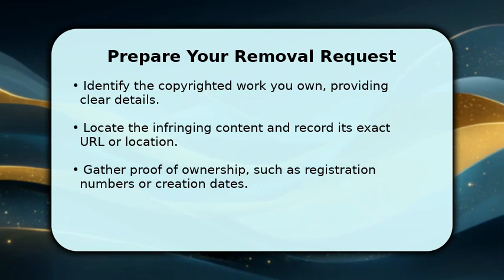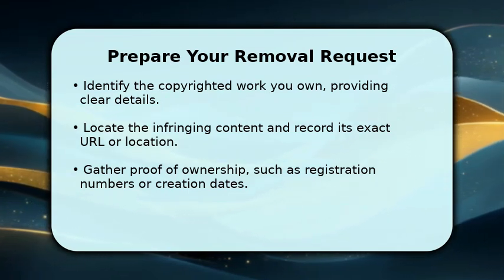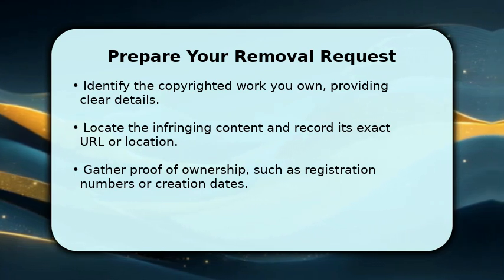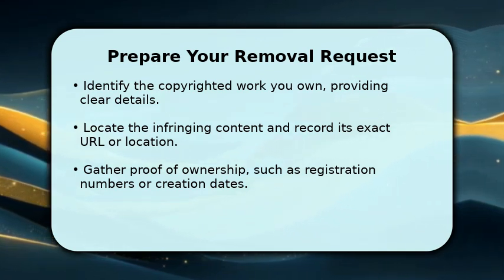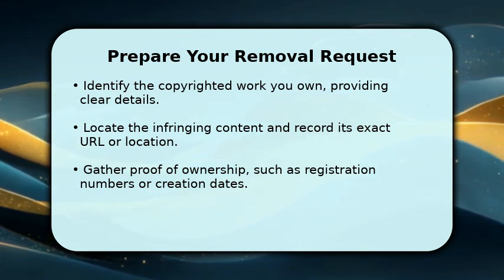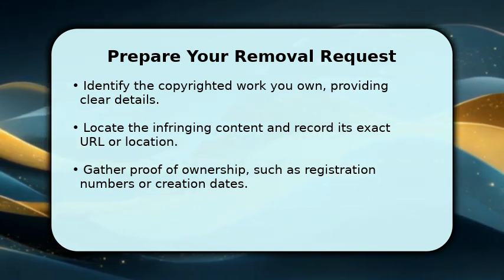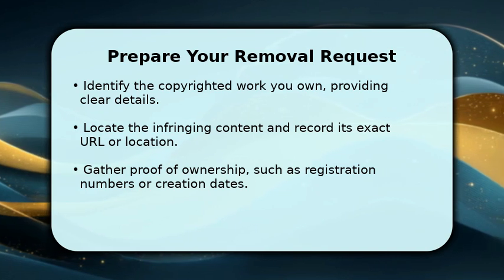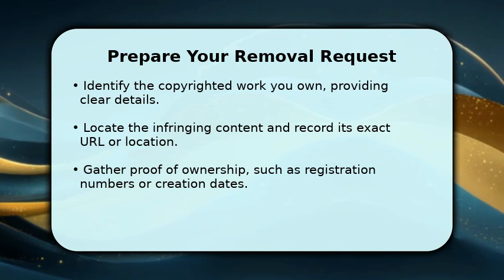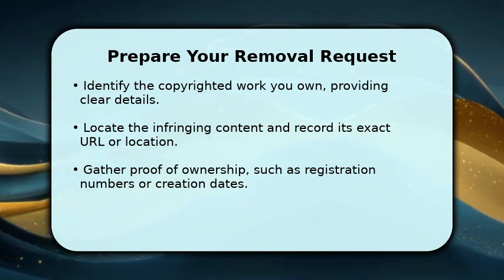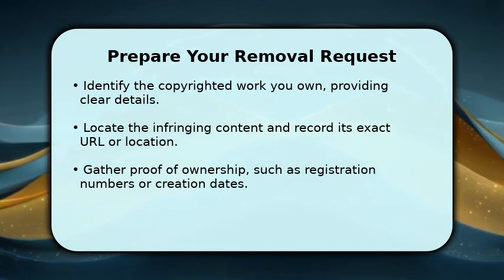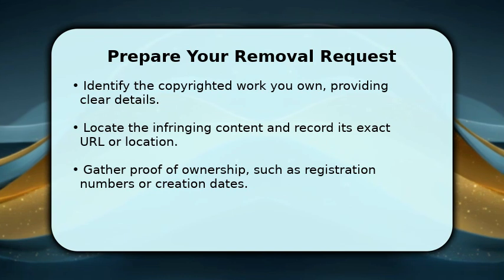Before submitting your request, it's essential to gather all the necessary information. First, clearly identify your original copyrighted work. This could be a video, photo, or text. Next, pinpoint the exact location of the infringing content, usually a specific URL. You'll also need proof of ownership, like a copyright registration number or a time-stamped creation file. Finally, ensure you have accurate contact details, including an email address for communication regarding your request.